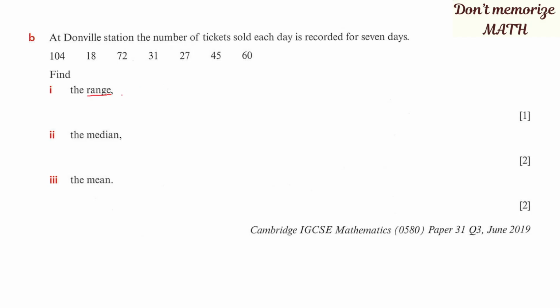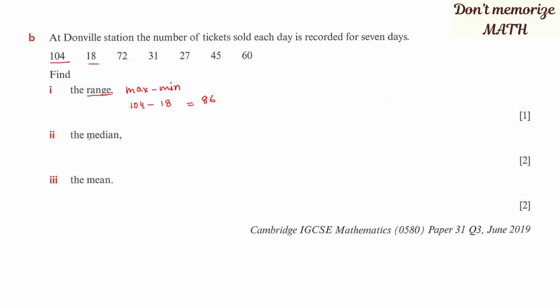What do you mean by range? Range is maximum minus minimum. What is the maximum number of tickets? It is 104 minus, which is the minimum, 18. So 104 minus 18, that is 86. Okay, 104 minus 18 is 86.